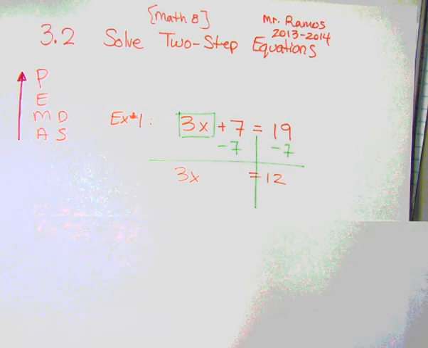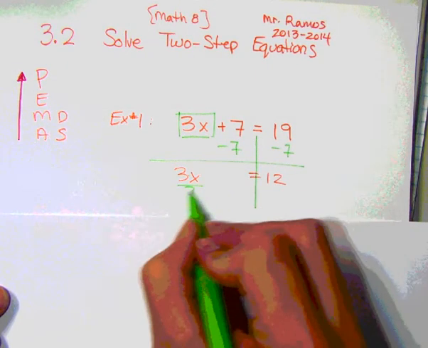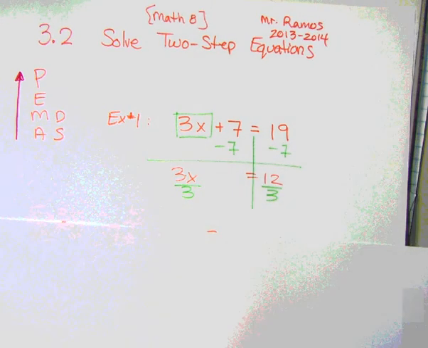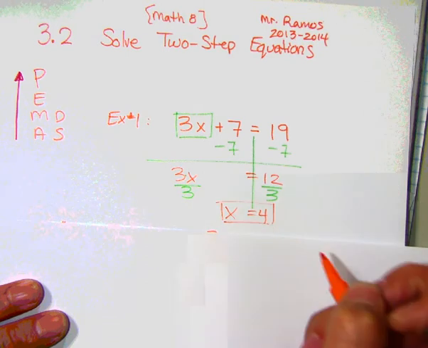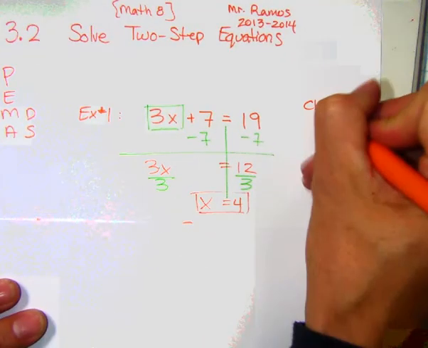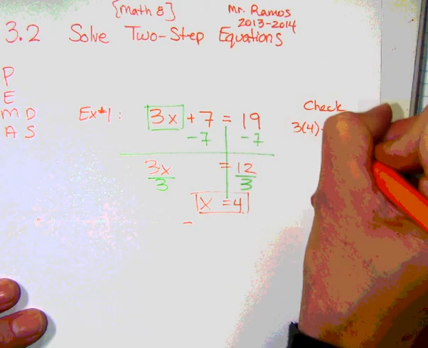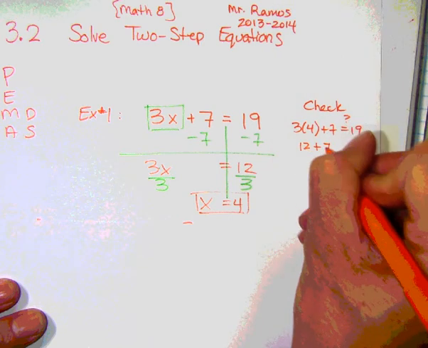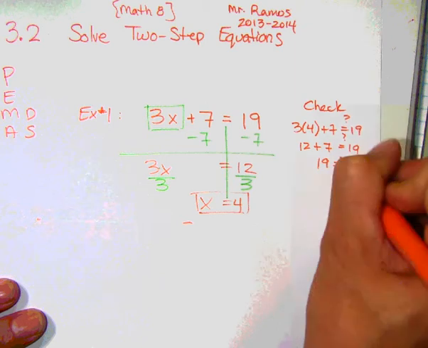Now I'm asking myself, what's still happening to x? Well, it's being multiplied by 3 right now. So if I divide by 3, that's the inverse operation of multiplication. That should leave me with my answer, which is x equals 4. But you're not done because you need to check your work. Always check your work. So is 3 times 4 plus 7 going to equal 19 is the question. Well, 12 plus 7, does that equal 19? Well, yeah, sure. 19 equals 19. So you're good to go on that.